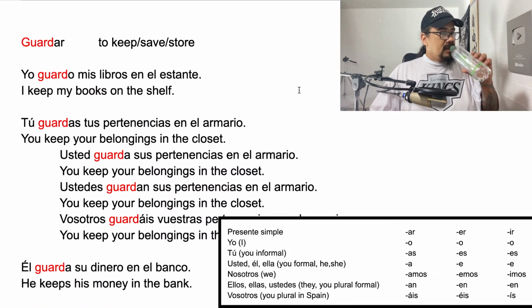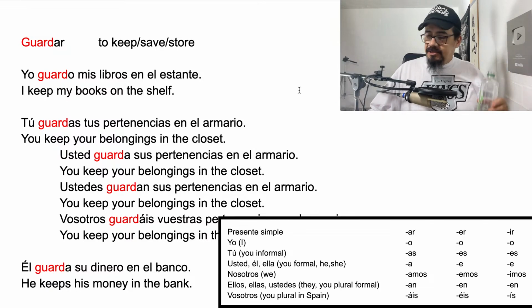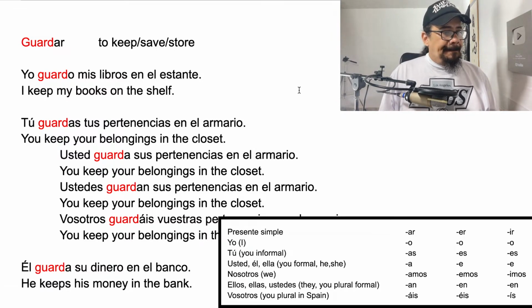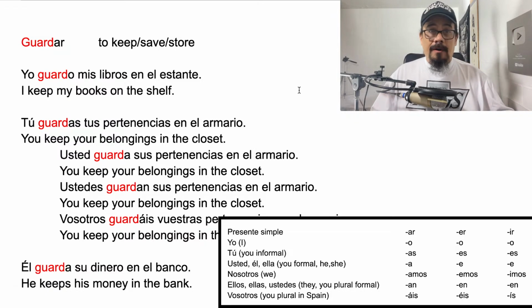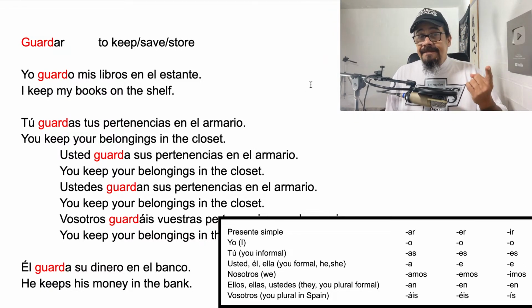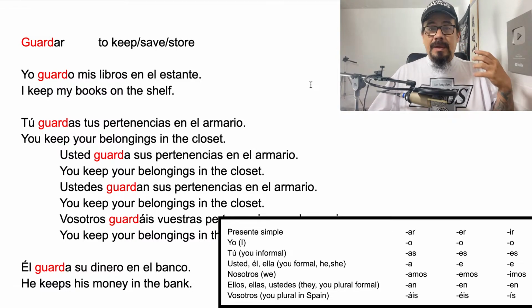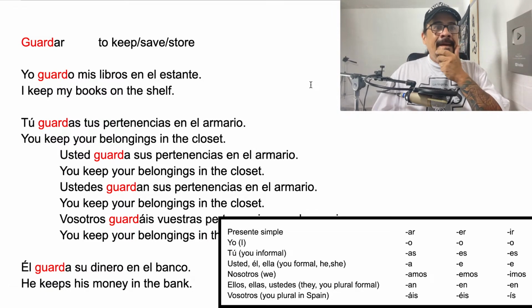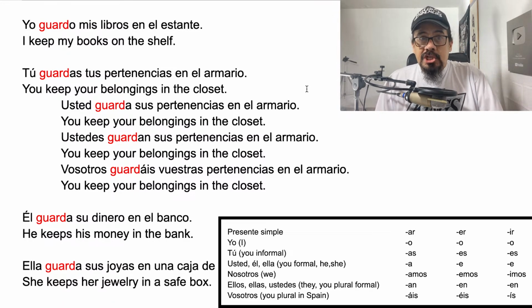Guardar. I'm sorry, quick break. Water break. Ganar, to keep. Guardar, I mean, guardar. To keep, to save, or to store. Save also means ahorrar. When we use it in Spanish, save can be translated as ahorrar or guardar. Yo guardo mis libros en el estante. I keep my books on the shelf.